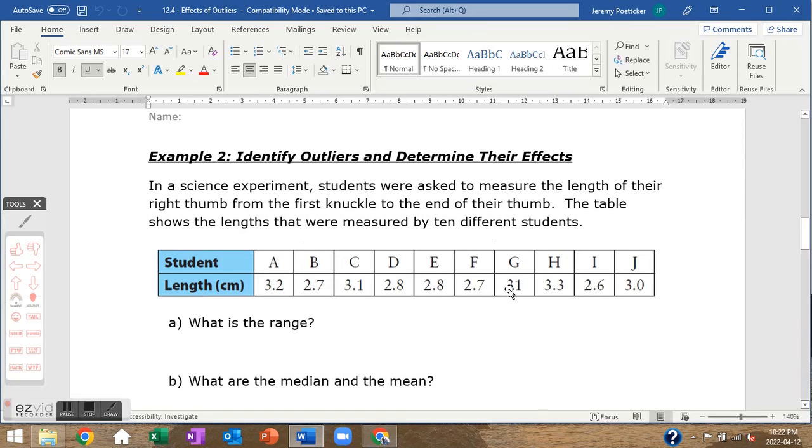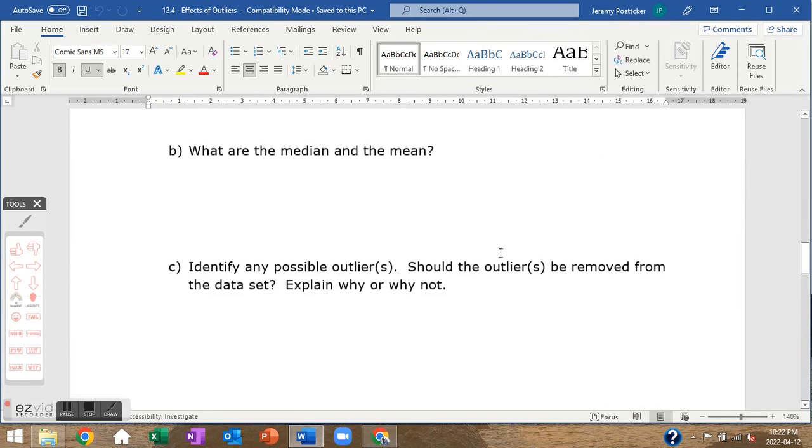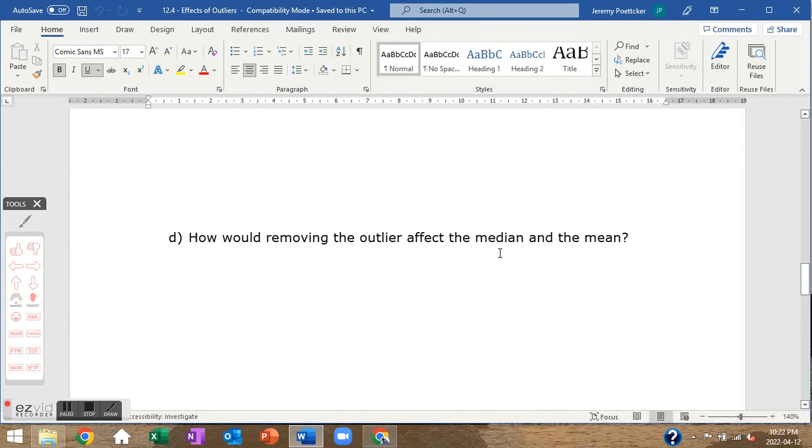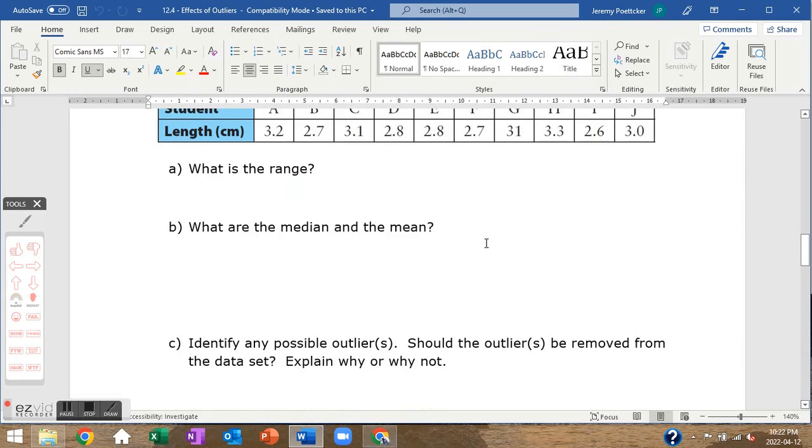There is not a normal human who has a 31 centimeter distance from their first knuckle to the end of the thumb. Okay? This is obviously, or quite obviously, a mistake. So it should be removed. How would it affect the median and the mean? Well, if we get rid of this one, the median doesn't change all that much. If you look at your list of numbers and get rid of that one, the median now becomes 2.8 instead of 2.9. The mean, on the other hand, is going to be significantly different.